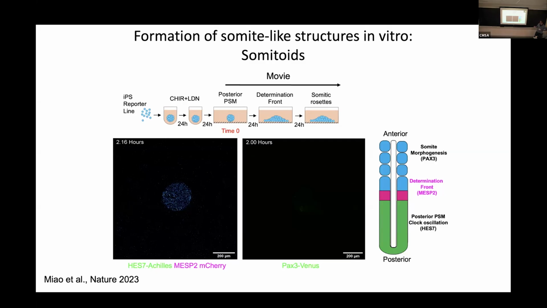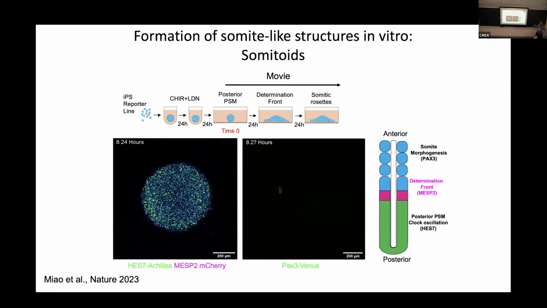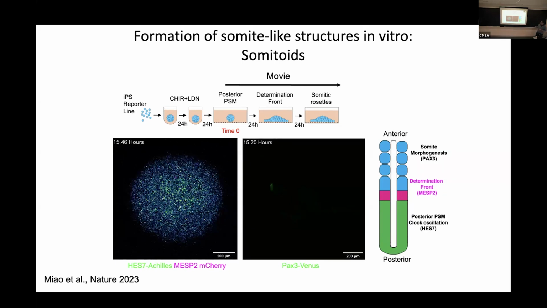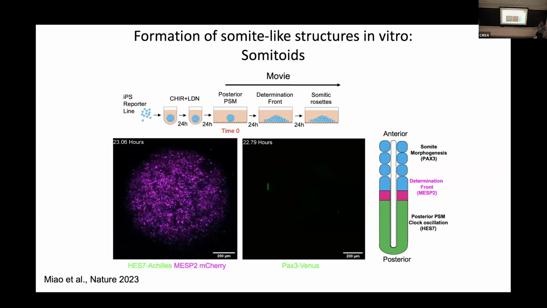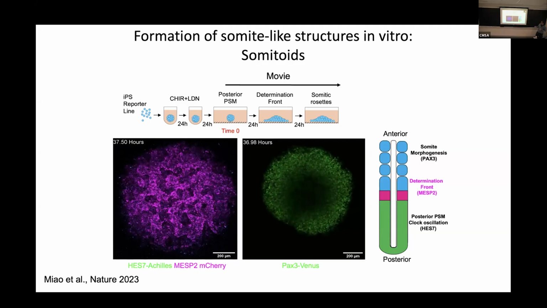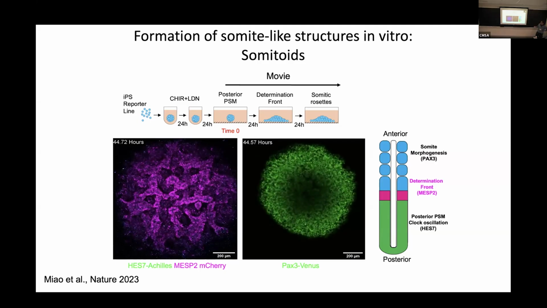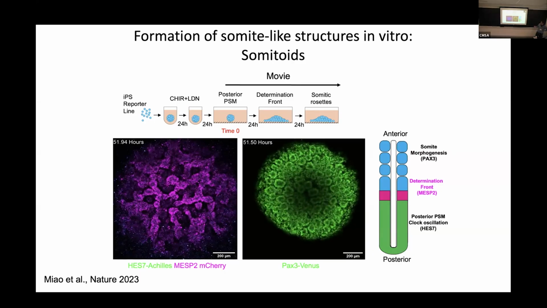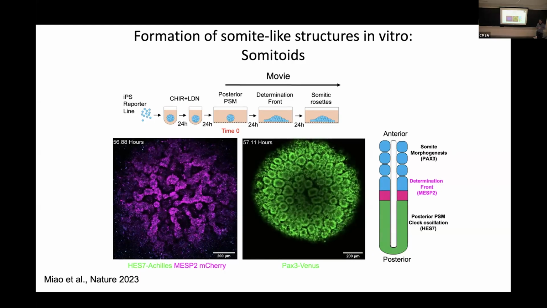Here, for instance, you have 2 synchronized movies. One shows in green the oscillations of the clock, and in purple the reaching of the determination front. The one on this side shows the onset of a gene called PAX3, which marks epithelial somite formation. Here you see the concentric waves of the clock, 2 waves in this one, or maybe 3. You reach the front, and once you pass the determination front you form the epithelial somites, and this is what you see here. The culture organizes into a striking epithelial rosette.